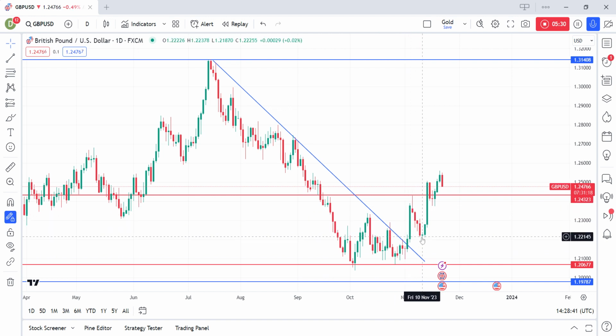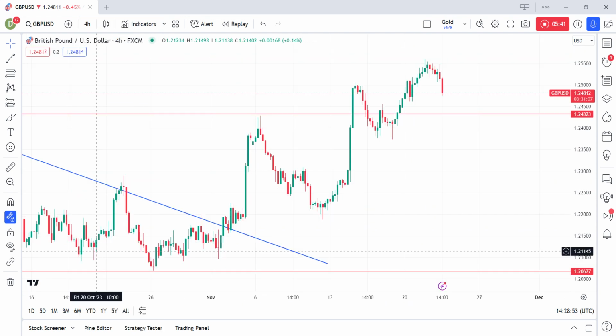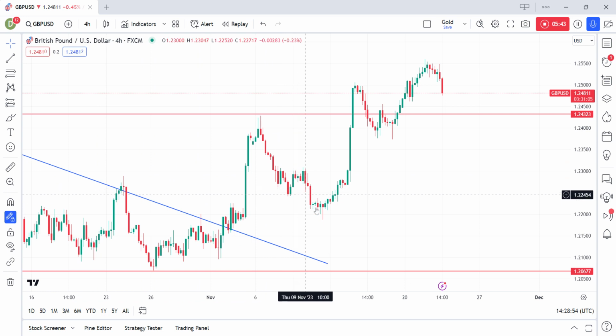When you look at the 10th of November, if you wanted to enter that trade on the 10th of November, you scroll down to a 4 hour time frame, and we're looking for that 10th of November. Now, the 10th of November is basically right here.